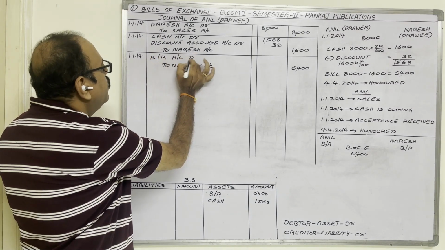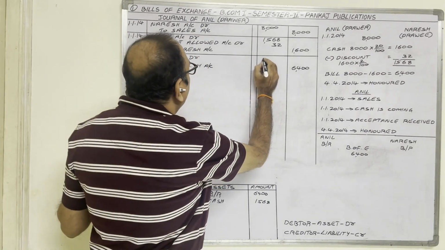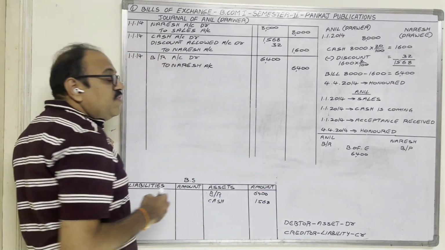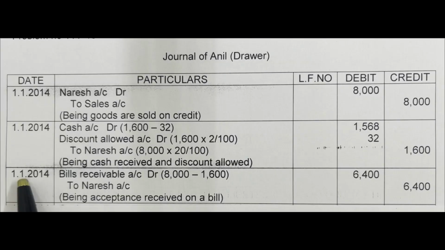This is the final entry. Bills receivable account debtor to Naresh account, amount 6,400. So for receiving acceptance from the drawee, this is the entry. The third entry is also on the same date. Bills receivable account debtor 6,400 to Naresh account. Narration: being acceptance received on a bill.